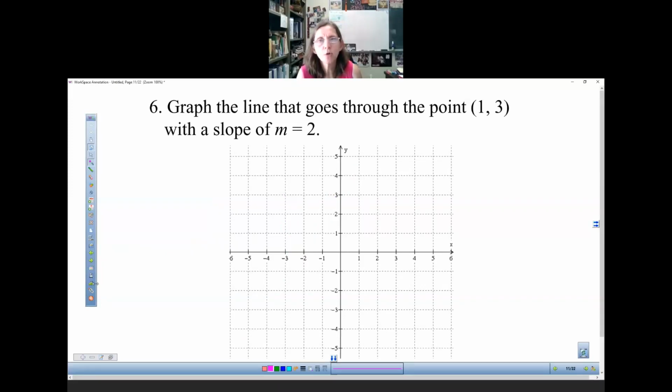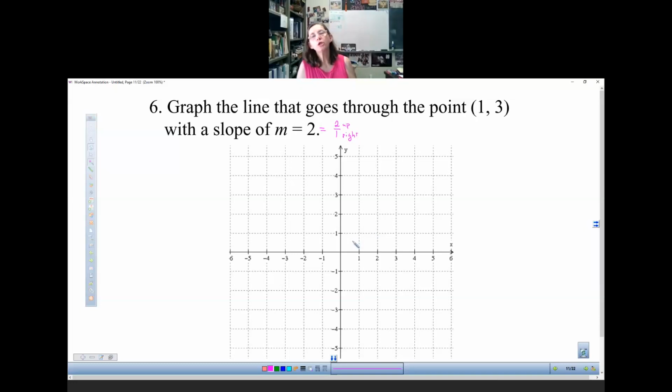So this one says to graph the line that goes through the point 1, 3 and has a slope of 2. Okay, so the first thing I'm going to do is tell you to write this slope as 2 over 1. All right, because I need a rise and I need a run. Because they're both positive, this is a positive number. This is 2 up and this is 1 right. And that's going to be very helpful if you identify those.